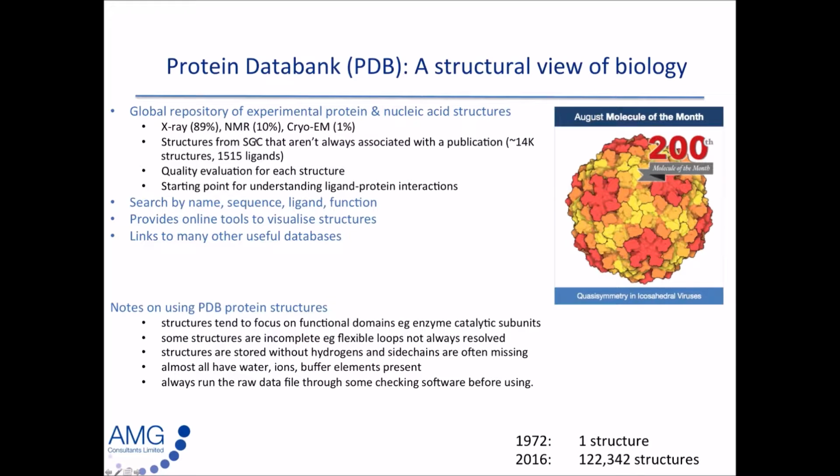to a molecular modeler. It's always worth searching the PDB, even if you can't find literature references to your structure, to your protein, simply because it also contains the structures from the SGC, which aren't always associated with a publication. So there are currently 14,000 structures and over 1,000 ligands, which you won't find in any other way.